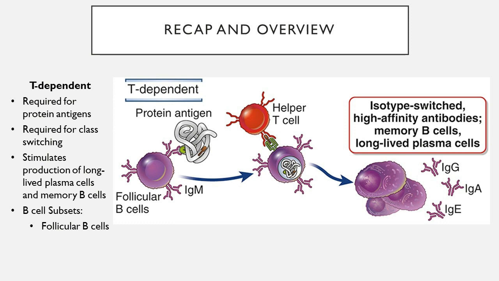T-dependent activation is required for class switching, so in order to change the IgMs to IgGs, IgAs, IgEs, and so on. This also stimulates the production of long-lived plasma cells and memory B cells, so you need T cells in order to have memory B cells. And this is primarily carried out by the subset of B cells called follicular B cells, which we'll learn are in the follicle zones of the lymph nodes.